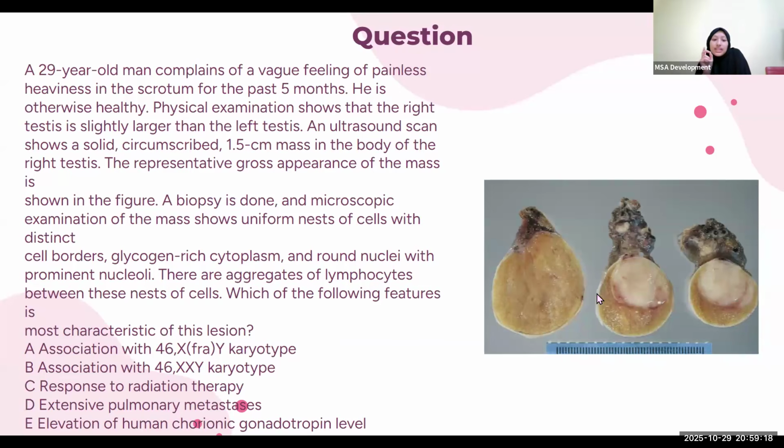Now, what is the characteristic feature of seminoma? Not syndrome related, not pulmonary metastasis. We said HCG in certain people, but not everyone. But what is more certain is that it has a very good prognosis and complete response to radiation therapy. So that is the answer. Okay.